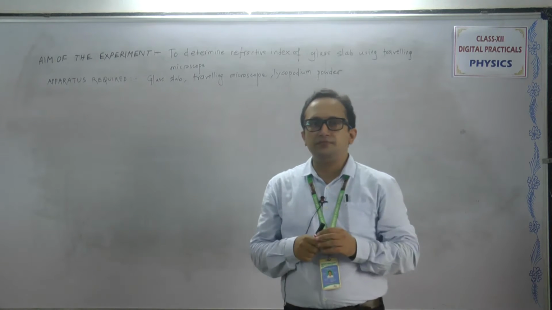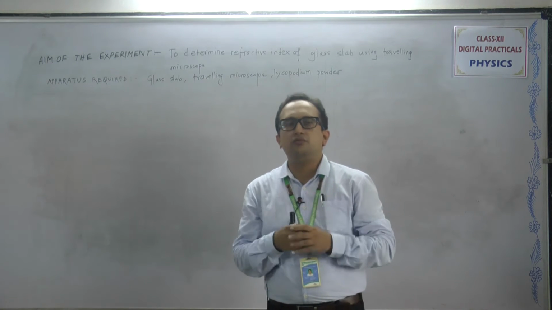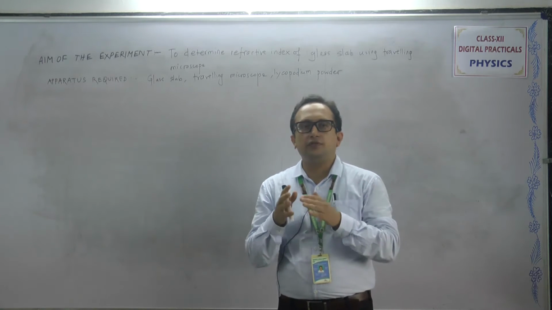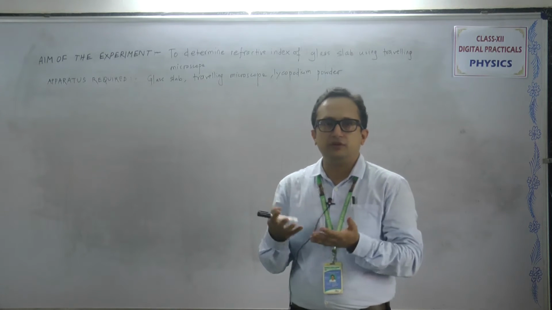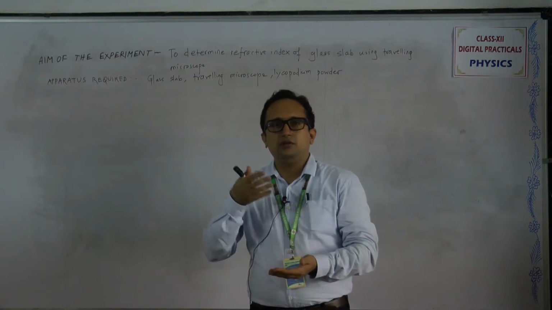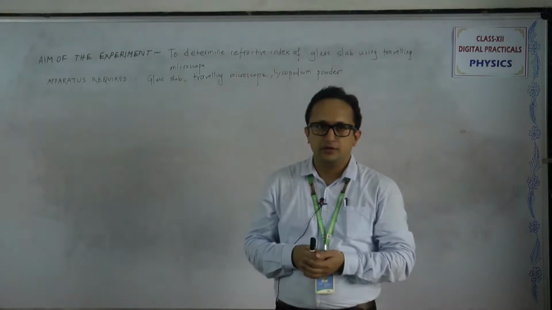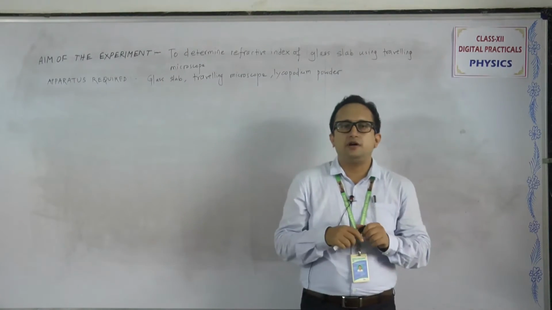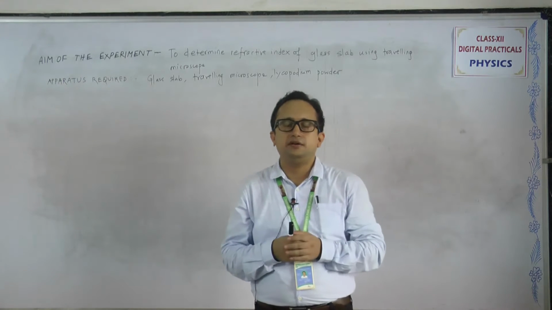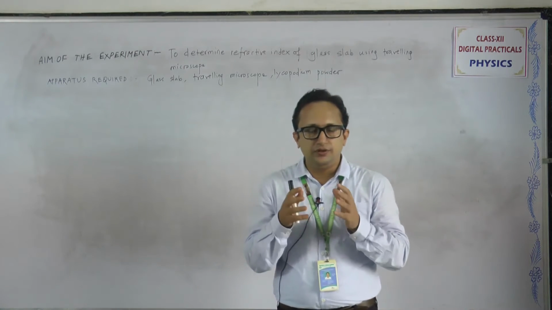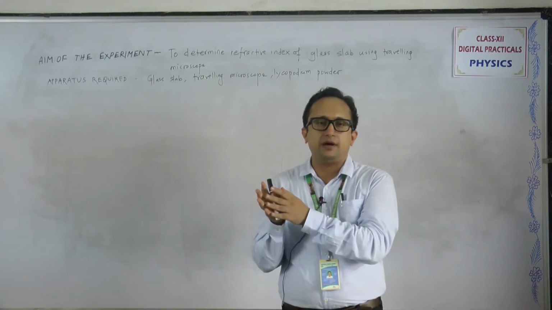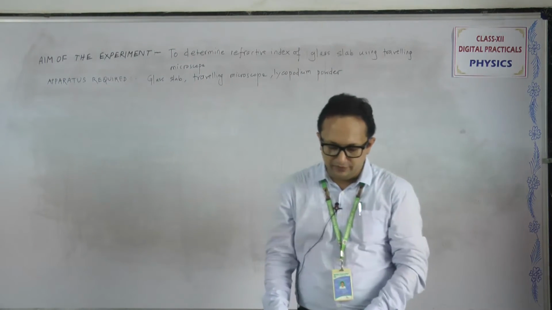In fact, this is a very simple experiment because the theory involved is also very simple. All of us know about the concept of real depth and apparent depth. We have all seen how things appear to be raised if seen from a different medium. So let us first understand the relationship between real depth, apparent depth and refractive index of a material. Using this concept, we are going to use the traveling microscope to determine the value of the refractive index.